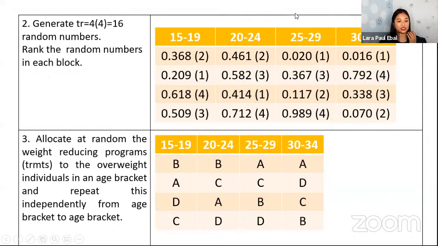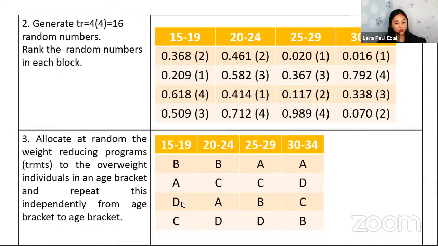And then the next step is to generate random numbers. If we generate these random numbers, take note for block 1, what is the lowest value here? It's 0.209, so that has rank 1. And then the next is 0.368 that has rank 2, and so on. You have to assign ranks again for the next block, with the smallest generated random number getting rank 1, and then the rest. So I hope you understand. You can follow this one.